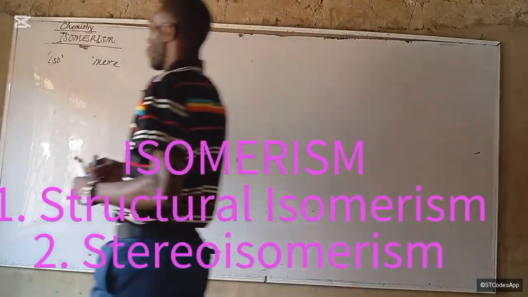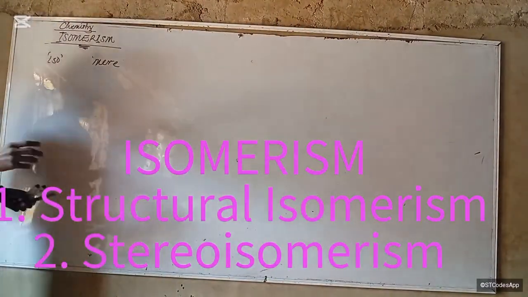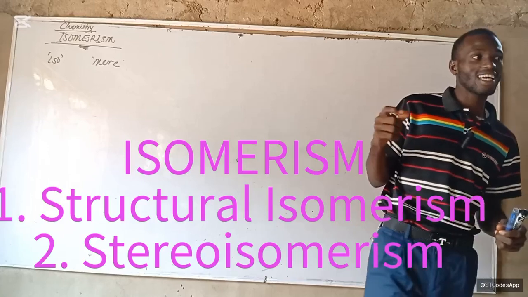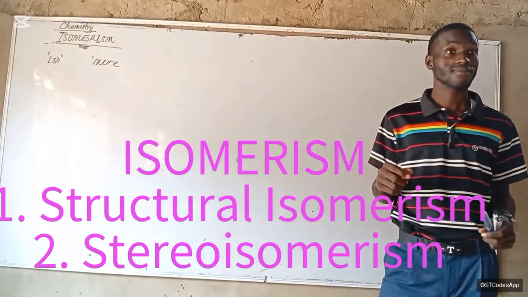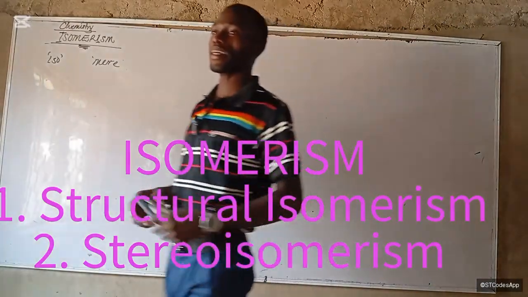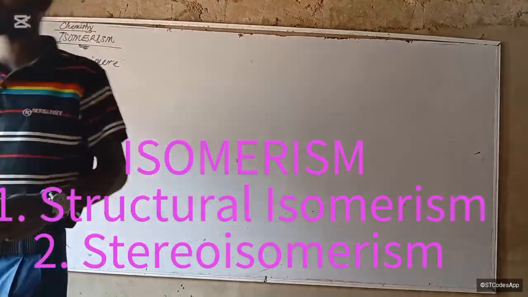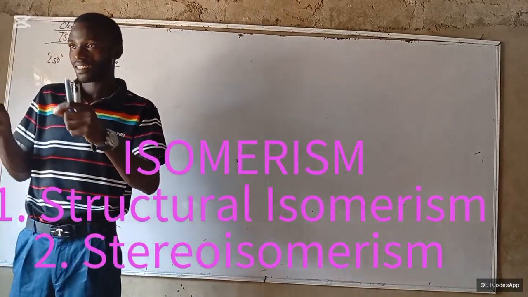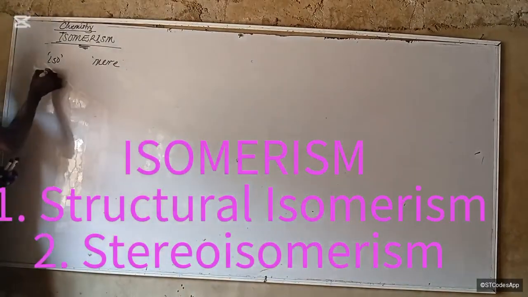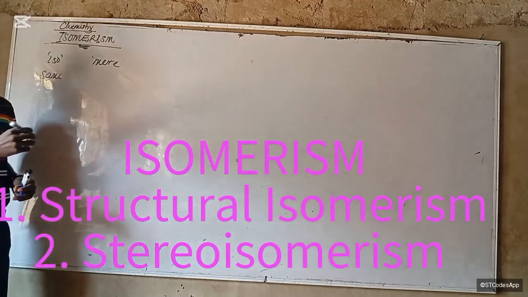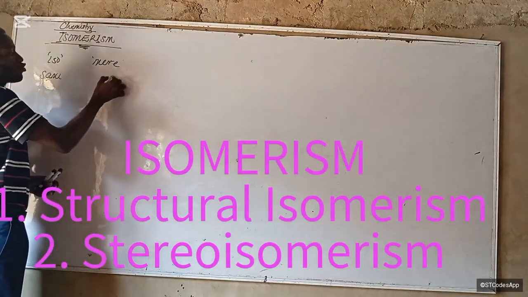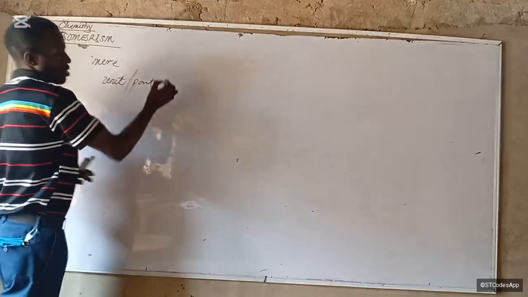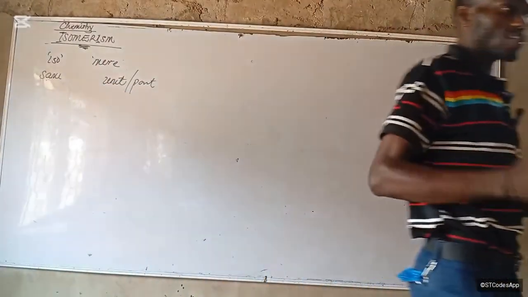Iso meaning, who can tell me what iso means? From our knowledge of biology, isotonic, isotope, iso. What does iso mean? The same. You remember, isotonic means the tonicity of both media are the same, right? So, iso meaning same. Then, mer meaning units or fragments or parts. You understand now?